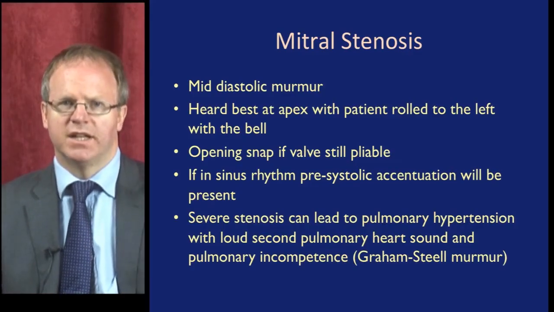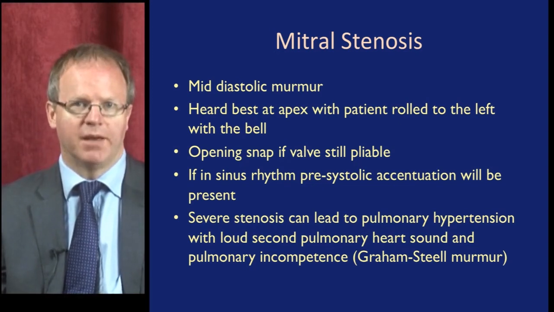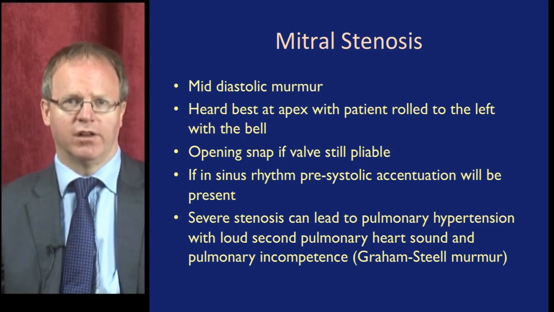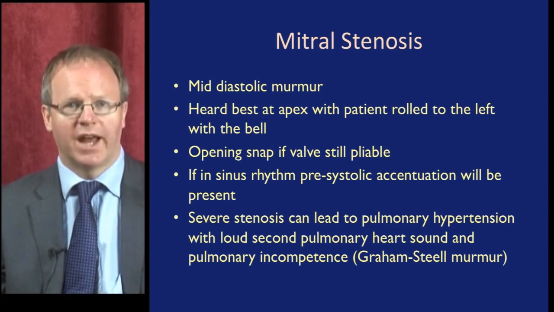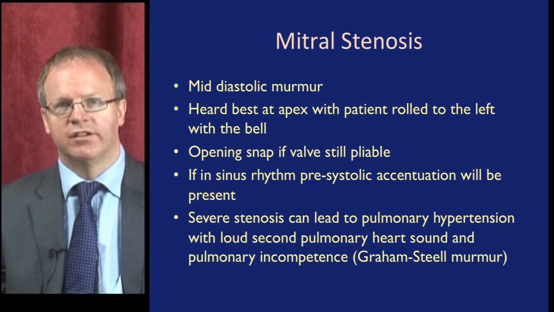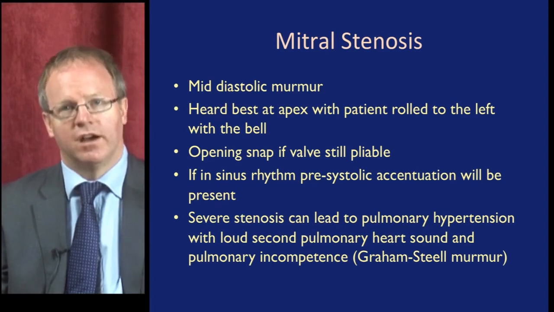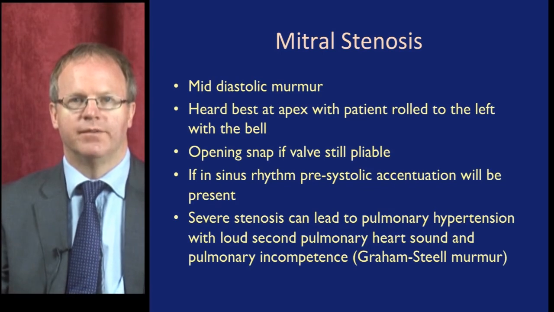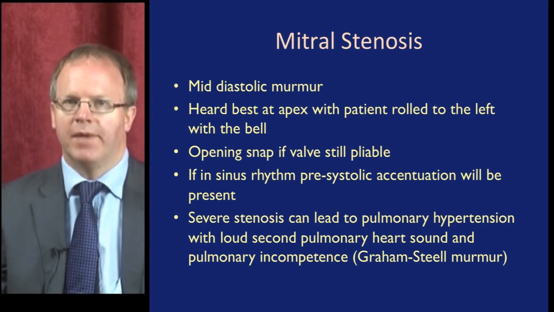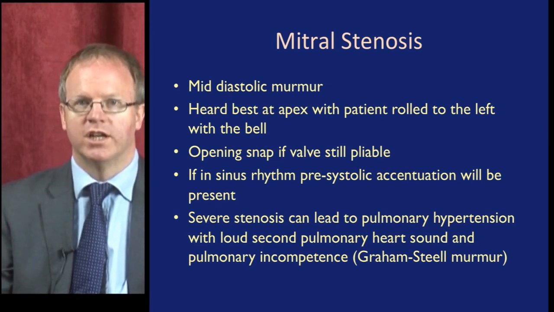Mitral stenosis is best heard with the patient rolled onto the left side while listening with the bell at the apex, which should be relocated after moving the patient. If the valve is pliable, an opening snap may be heard, which becomes nearer to the second heart sound the more severe the stenosis. A mid-diastolic murmur will be heard, which is rumbling and radiates towards the axilla. If the patient remains in sinus rhythm, there will be an increase in the murmur, called presystolic accentuation, due to the effects of atrial systole.